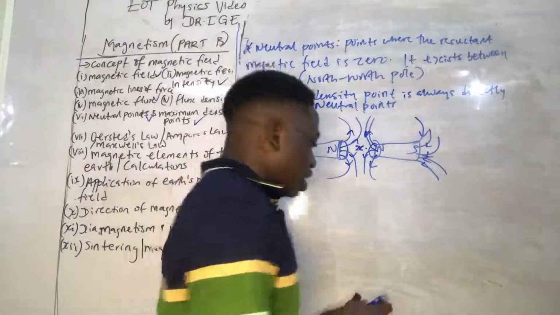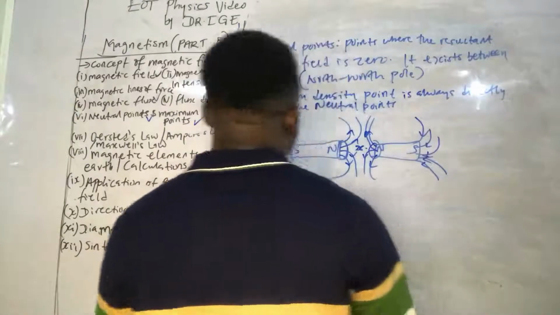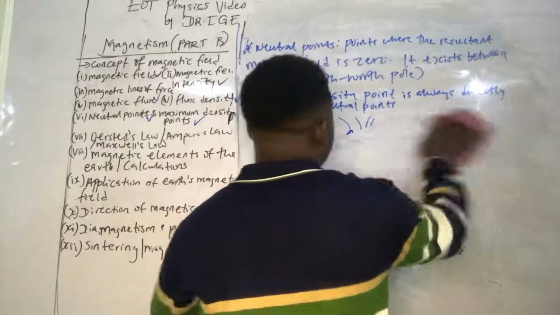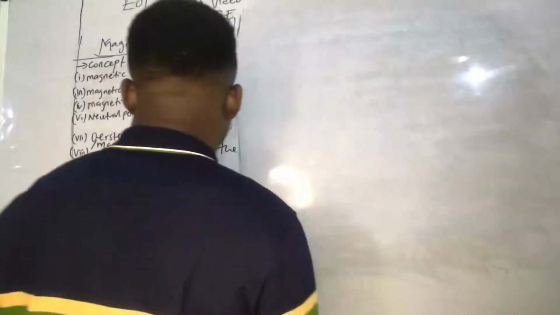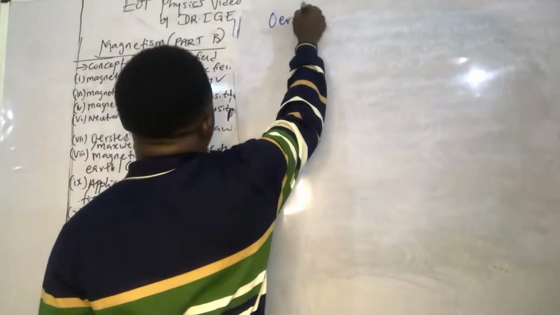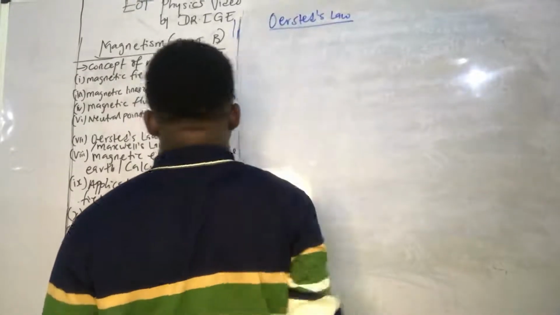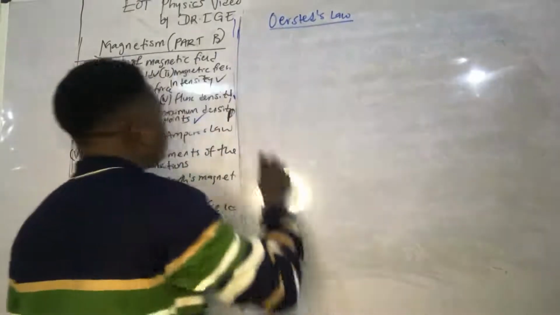Let's move on. Is there anything I forgot to mention? If I remember, I'm going to do justice to that. So let's go to the next thing. The next part, we are going to move on to the next two items on the list. The first one to start with is Oersted's law. We have finished the basics of the concept of the magnetic field. Let's go to Oersted's law.